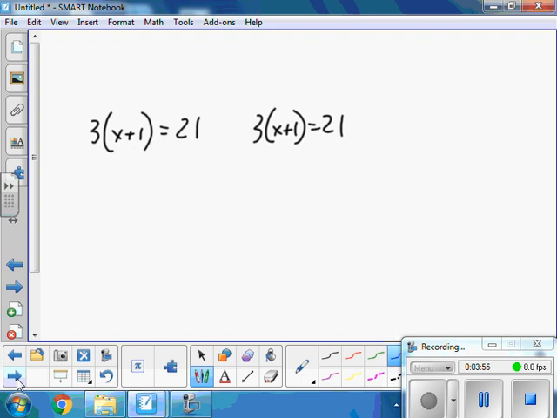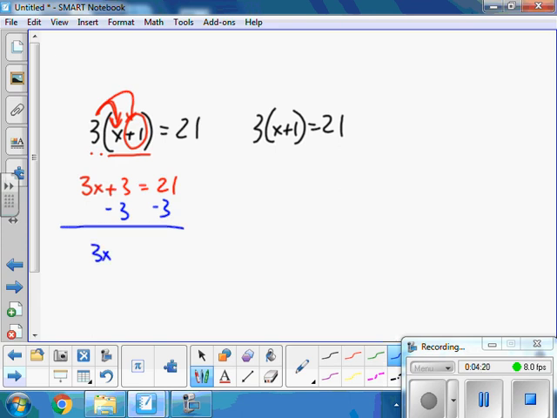All right, this one's a distribution problem. So I'm going to do this in a couple different ways. So this first one, I'm going to distribute first. It's 3, but because this is saying 3 times everything that's in here, 3 times x is 3x, and then 3 times that's a positive 1, which is going to be 3, equals 21. And I'm going to go ahead and solve this. I'm doing all my adding and subtracting first. So I'm left with 3x.